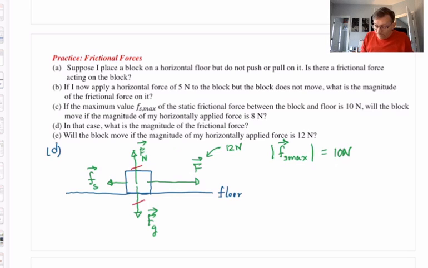Okay, well, if my applied force has a magnitude of 12 newtons, to keep the block at rest I would need an F static of 12 newtons. But the most I can get, Fs max, is 10 newtons. So if you need an F static greater than Fs max, you can't get it. If you can't get an F static of 12 newtons, there's no doubt the applied force is going to be bigger than the frictional force, and the block is going to slip, in this case, to the right.